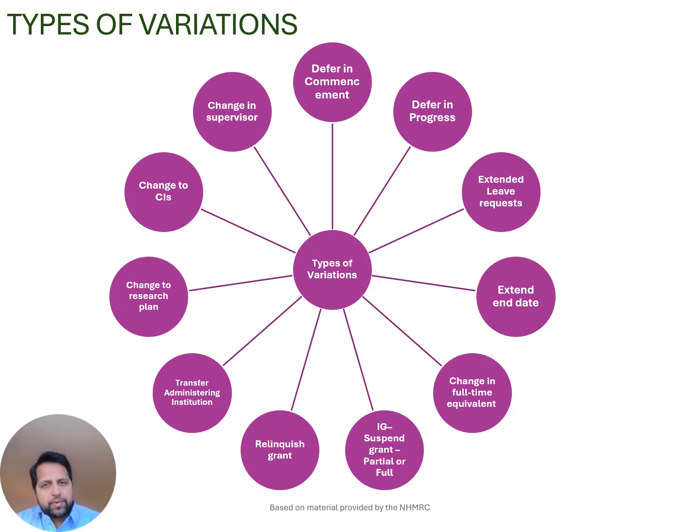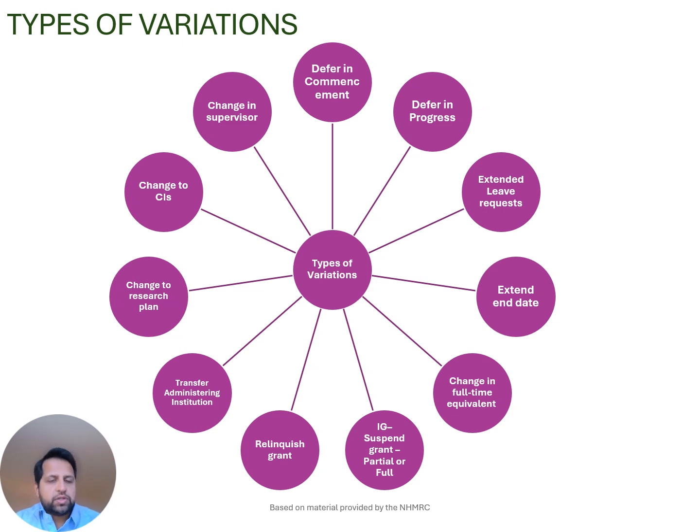The reduction in FTE happens when it is a full-time investigator grant, a part-time personal grant, or a part-time professional grant. The next one will be relinquishing your grant. There are instances where you can't hold two fellowships from two different sources. For example, you win an NHMRC investigator grant as well as an ARC fellowship, and you can't hold both, so you have to relinquish one. You might decide to relinquish your NHMRC one. That is the variation that you need to submit for relinquishing your grant.